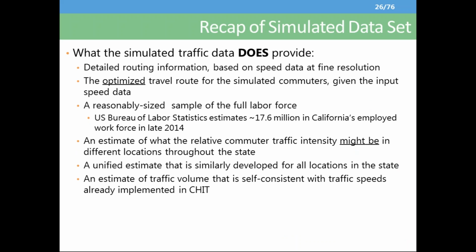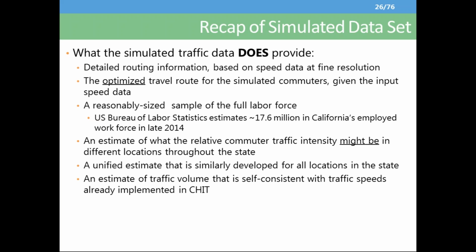So just to be clear about this, we presented this back in March, but the simulated traffic data set does provide detailed information. It's based on speed data at fine resolution. It's important to realize that these are all optimized travel routes for the simulated commuters. It does represent a reasonably sized sample of the full labor force. The U.S. Bureau of Labor Statistics estimates there are about 17.6 million people in California, whereas in the data set we were able to simulate about 8 million people's drives.